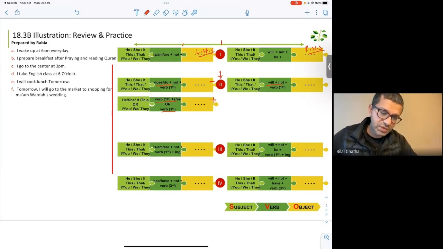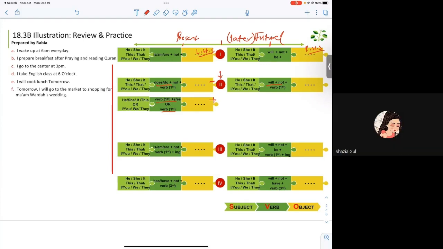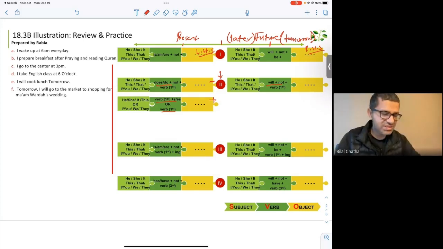So anyways, this is just an illustration for you. On the left hand side we have present, on the right hand side we have future. Future is something that you will do either later, or in the coming time. What is the word? Tomorrow. Tomorrow. Okay, so these statements are prepared by Rabia.